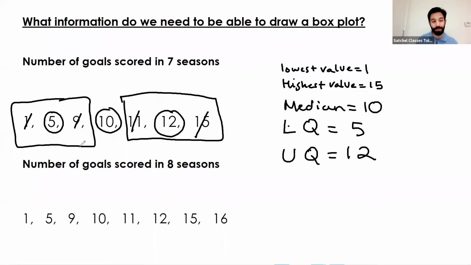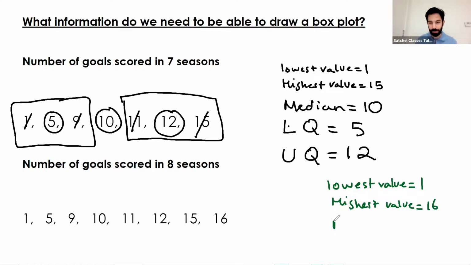You will have an even amount of numbers on either side of your median value, but here it's not going to be quite as straightforward, and I will show you why. I'm just going to leave the drawings there and use a different color pen. So let's use green for this example. Our data is ordered, so our lowest value in this case is going to be 1. My highest value is going to be 16 goals. And then we want the median.